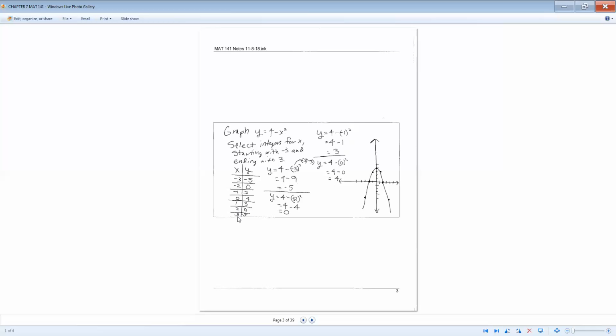Also, when you plug in 1, 2, and 3, you'll end up getting the same values you got for -1, -2, and -3. And you see that it'll be 3, 0, -5. When you plot those points, you will get an upside down parabola. That always is the case when you have a quadratic equation. In other words, your highest exponent on the variable is 2.